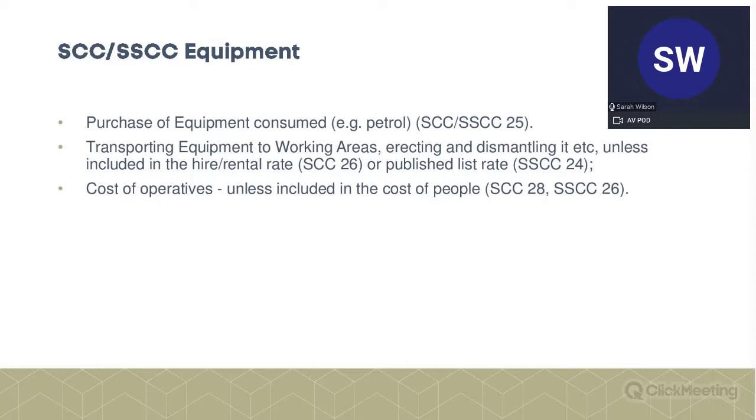It also includes the cost of operatives, so the crane operator, providing, and again this is one of the checks and balances, that the cost of that crane operator hasn't been included in the people cost. Again, that's just to avoid double claiming.